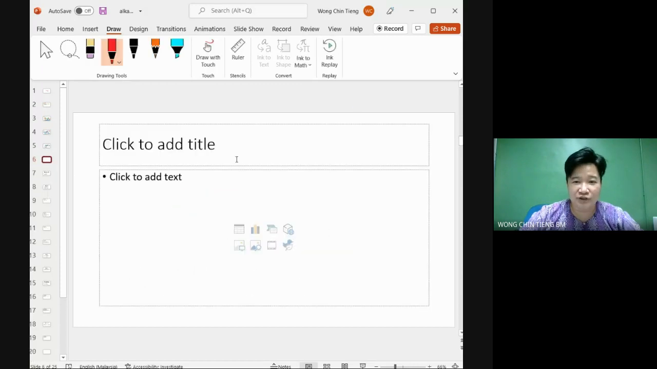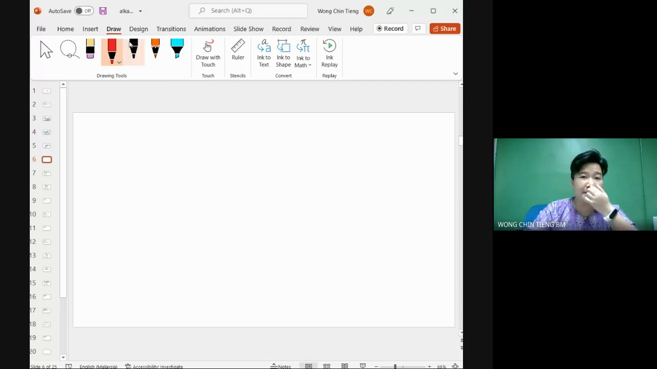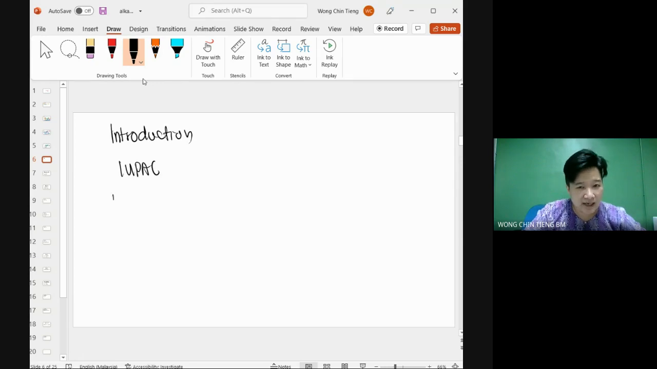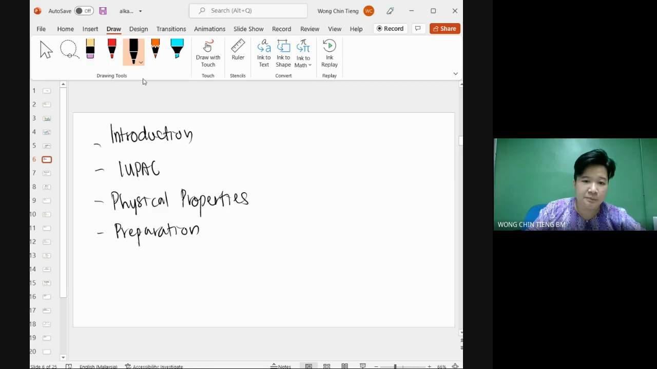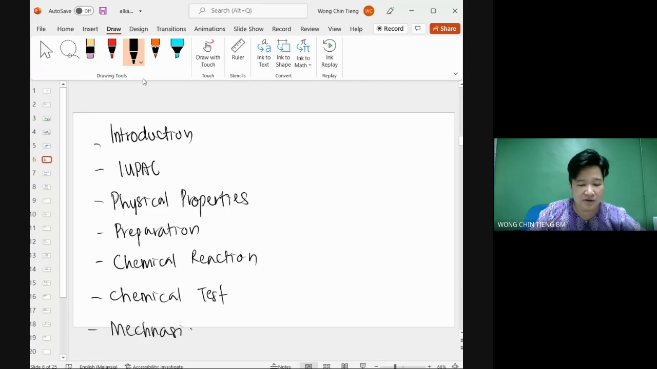The big part of your physical organic chemistry, the very big part of organic chemistry adalah dalam setiap topik dia akan ada intro. Alright, dalam setiap topik dia akan ada IUPAC naming. Dia akan ada physical property. Lepas physical property will be your preparation. Lepas preparation dia akan ada chemical reaction. Reaction lah. Satu kita prepare, satu kita guna. Dan last, chemical test. And last but not least, dia akan ada mechanism. Okay. This is the general thing in a chapter of organic chemistry.